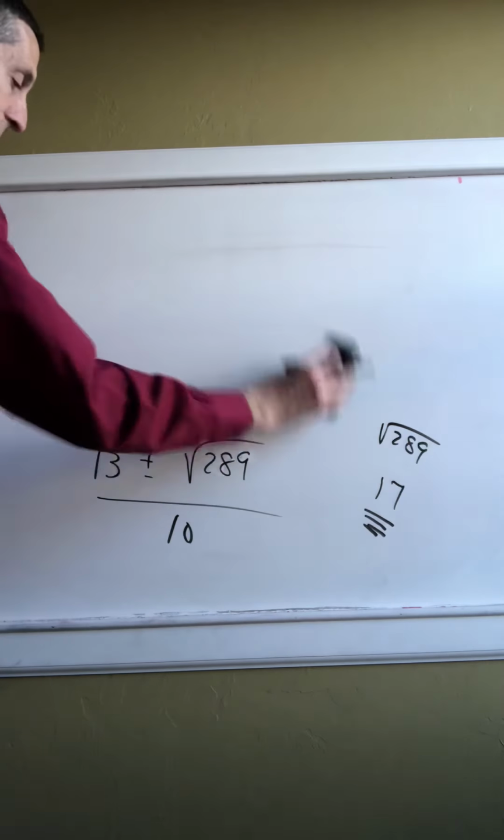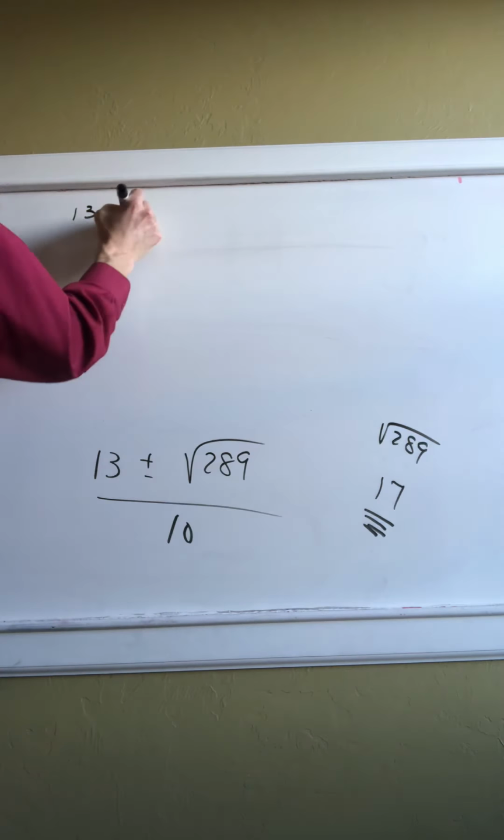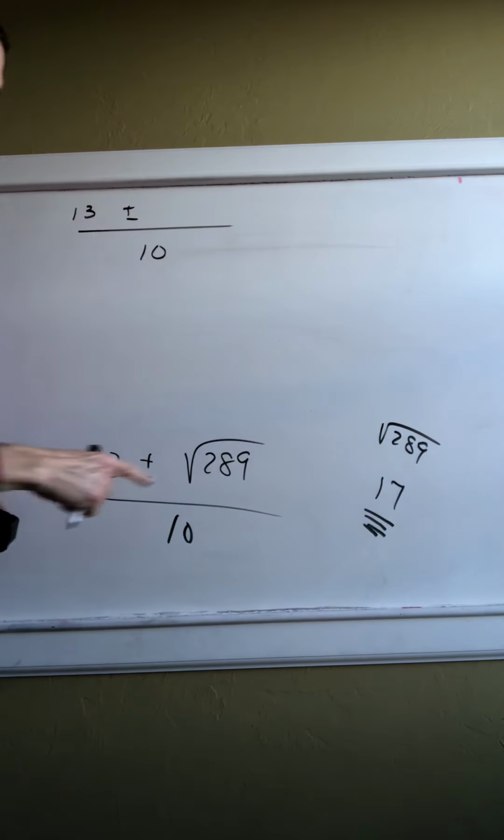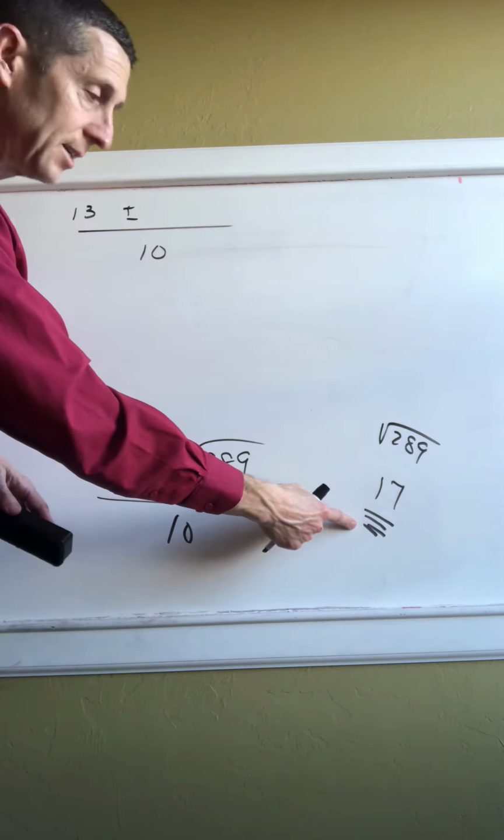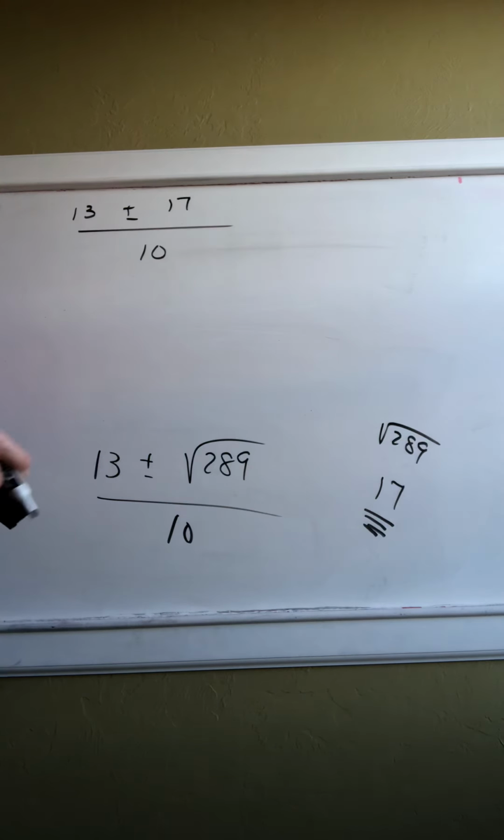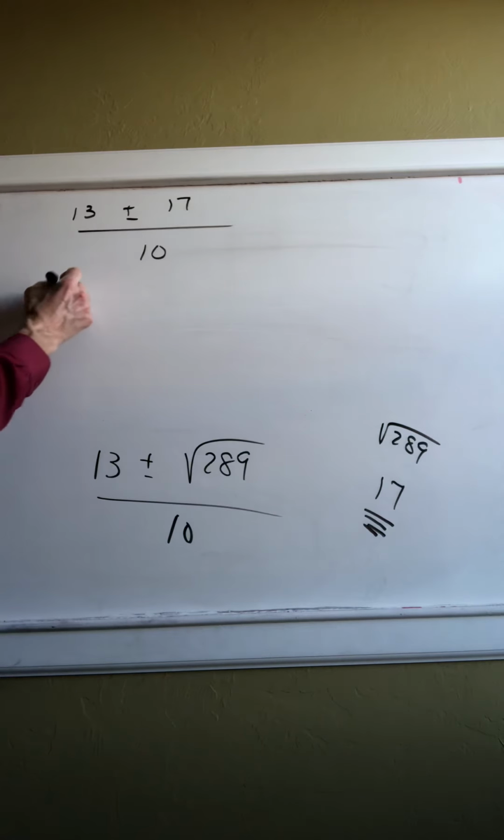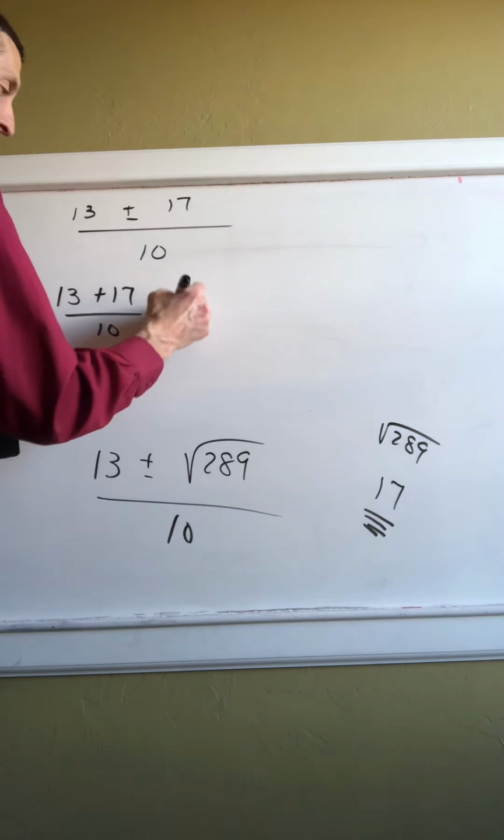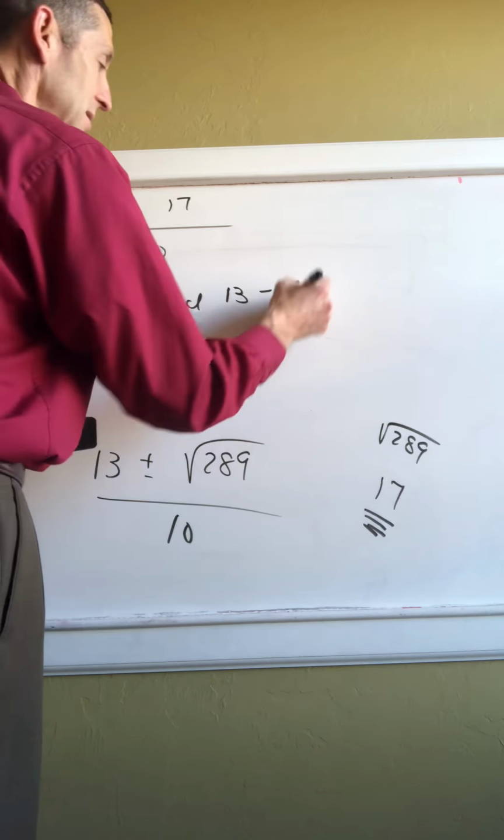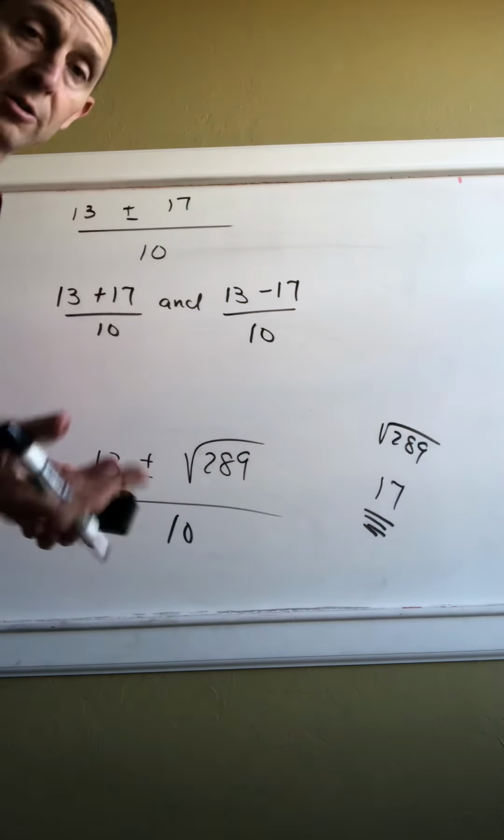Here we go. So we had 13. We've got 10 on the bottom. It was 289. Now we know the square root of that is 17, and we can start our switch. We can split it up and run two math problems. 13 plus 17 over 10. 13 minus 17 over 10. And we've got our two math problems.